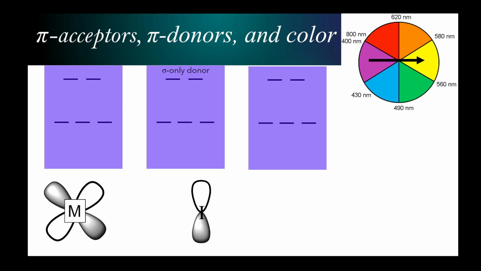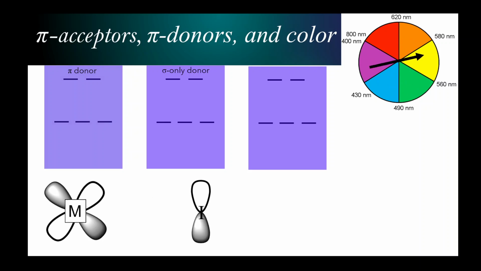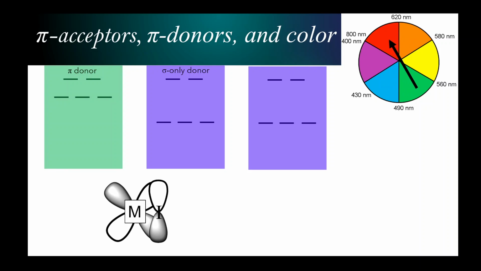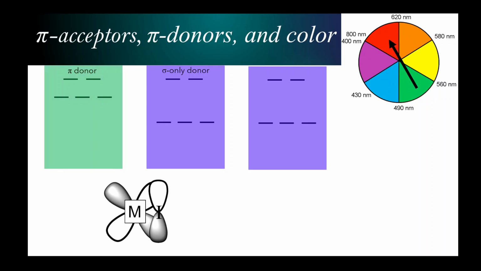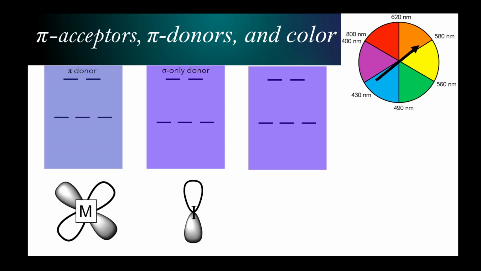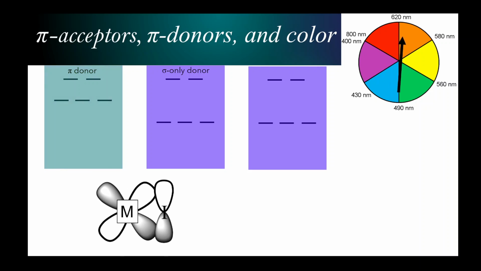So our sigma only donors in the middle, our pi donors on the left, and we're going to take a look at what happens when that pi donor interacts with that metal. We see again that because of that destabilization, it moves that T2G up. And if we tie in what we learned earlier, right, that's going to decrease the energy gap and increase that wavelength. So in the upper right-hand corner, we see that the arrow is pointing to a higher wavelength, and we also see that that's changing the color from that purple to that green color.